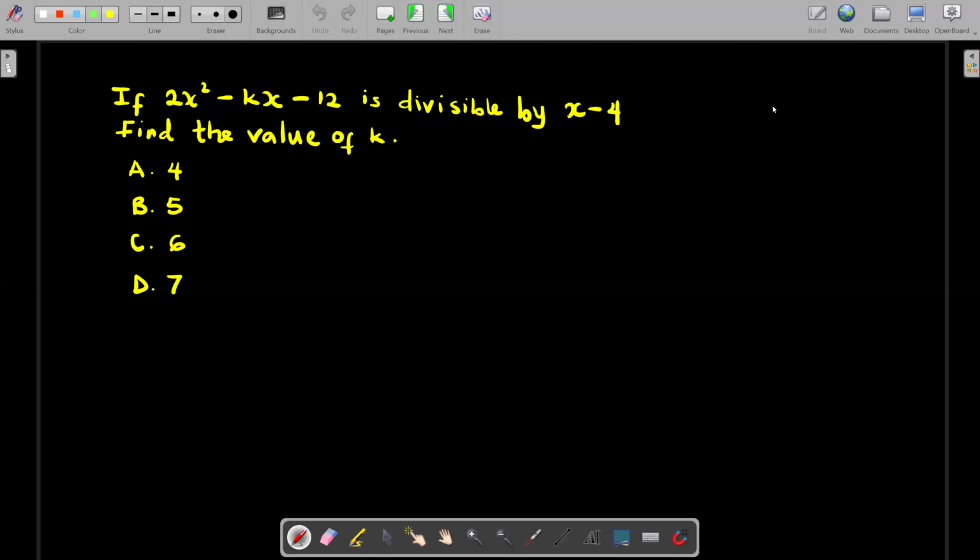Now, we have this question. If 2x squared minus kx minus 12 is divisible by x minus 4, find the value of k. Okay? This question is testing your understanding of the remainder theorem, which is one of the concepts under polynomials.